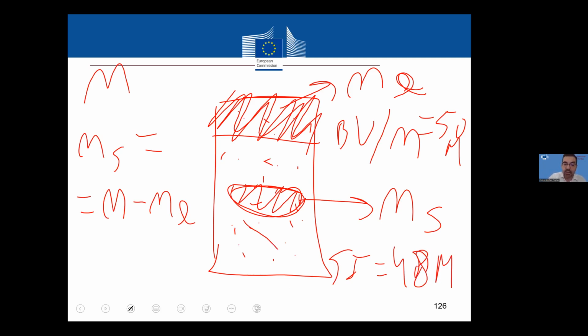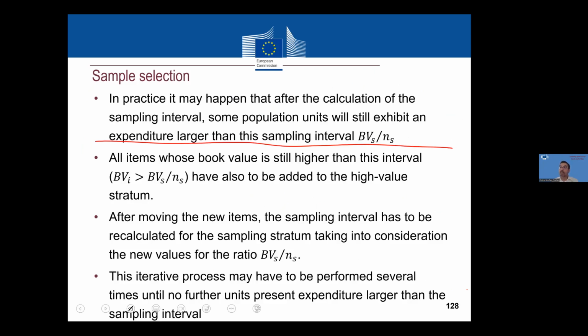If by any chance you have here an operation whose book value is 49 million euros, what does it mean? It means that it has not been moved yet to the high value stratum because it was below the threshold of 50, but now 49 million euros is larger than the sampling interval. All the operations that remain in the population with a book value larger than the sampling interval have to be manually added to the high value stratum. Okay. So again, if you have another one, you just move that one up to the high value stratum, and you have to recalculate again the sampling interval, because if you have taken one operation from the population, the book value of the population has changed, has gone down, because I have taken one away.